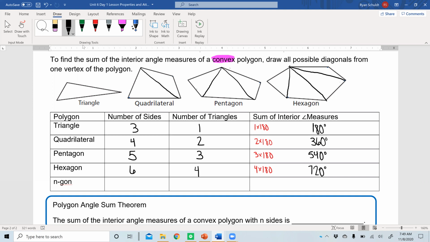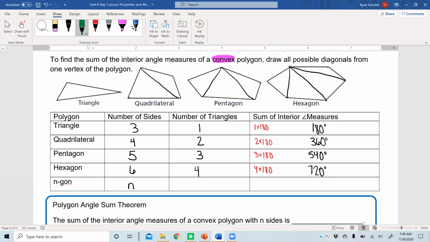And then they asked me about an n-gon. Well, an n-gon has n sides. Now you may be thinking, well, how can I figure out how many triangles it has? I can't draw it. Well, let's see if we can figure out a pattern here.